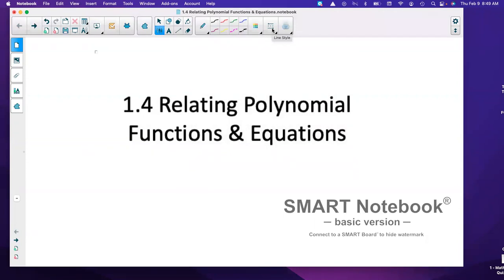All right, today we are looking at section 1.4, which is relating polynomial functions and equations. So essentially what we're going to be doing is looking at the patterns of various polynomial functions and equations to see the end behavior of our graphs, and then we'll do some practice graphing utilizing that end behavior.